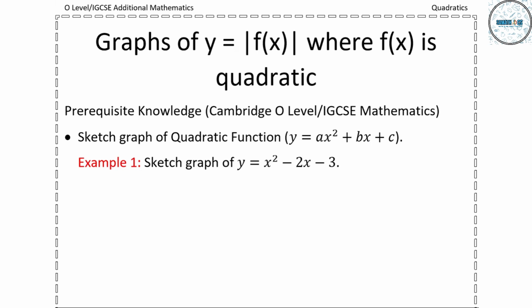Let's do an example of sketching graph of y is equal to x squared minus 2x minus 3. First of all, to sketch the graph, we have to find out x and y intercepts. For y-intercept, we have to take x as 0. So when we take 0 here and here as well, we will be left with minus 3. So the coordinates where the graph intersects the y-axis is 0, comma, minus 3.